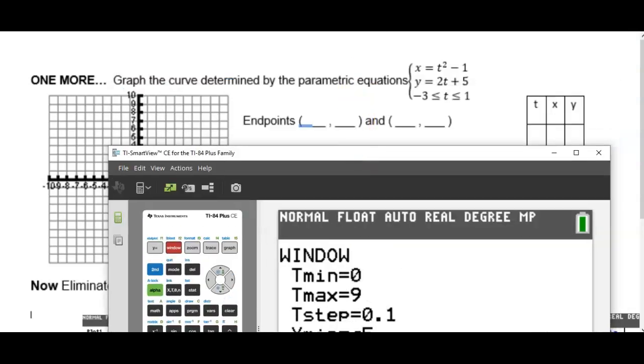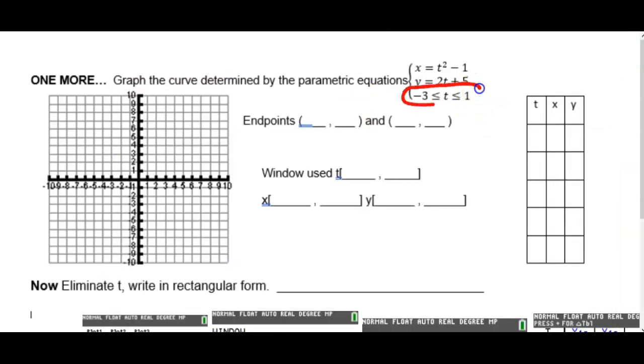This time it says the t restriction is -3 to +1. So if you were doing this without a calculator, you'd put -3, -2, -1, 0, 1. And then you would square them and subtract 1 to get this rule. And over here you would double them and add 5 and plug those values in here. But I'm going to use a calculator.